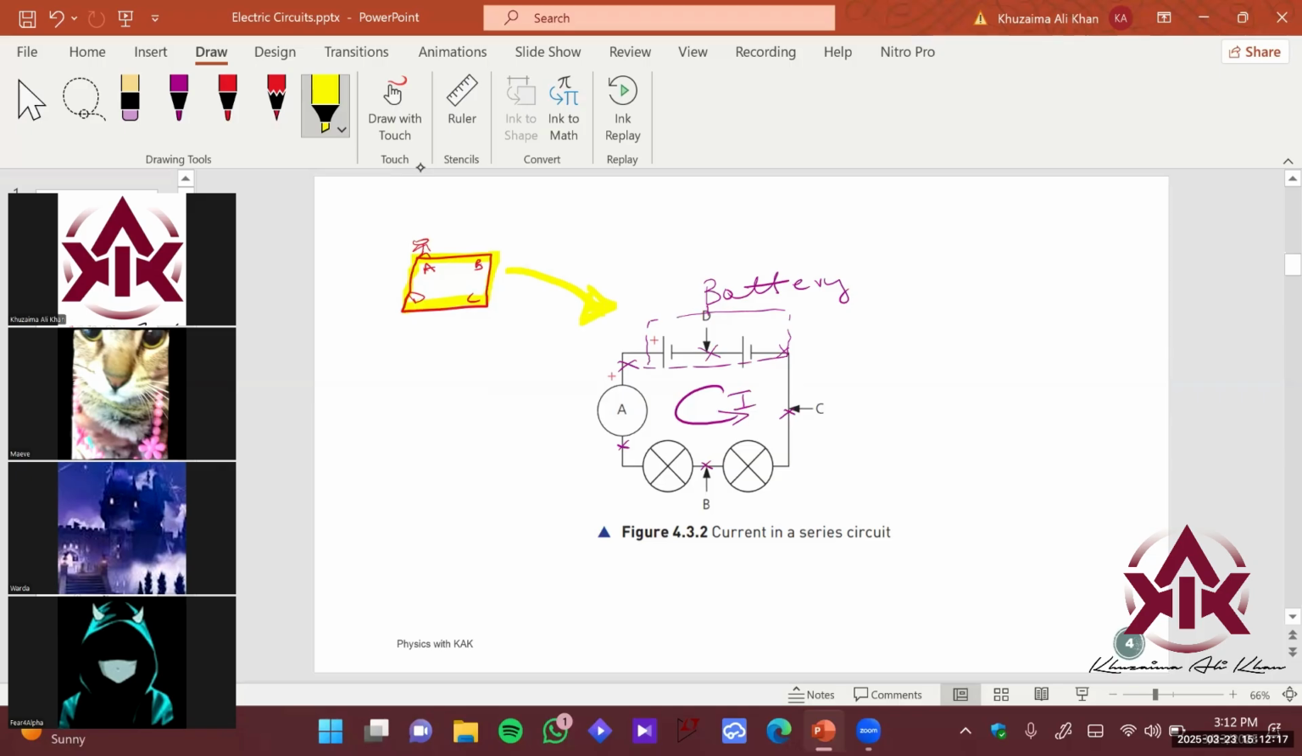Current is moving throughout the circuit. It goes in only a single loop. That is, it has no multiple paths to follow. It has only a single path to run through, which is the wire, the series connection. This property leads to the current remaining the same throughout the circuit at every node. So if this makes sense, give me a thumbs up.